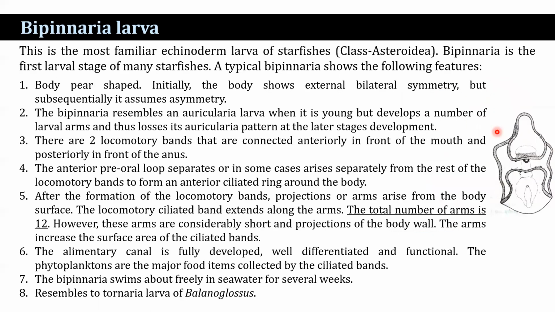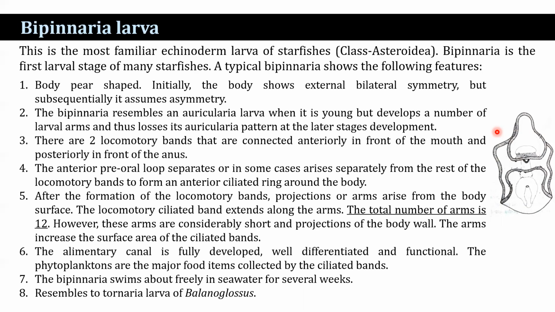Now, the second one, the bipinnaria larva. The bipinnaria is the most familiar aquarium larva of the starfishes, and you know that starfish belong to Asteroidea. What are the features of the class Asteroidea? They are commonly known as sea stars, with arms not sharply set off from the central disc. Ambulacral grooves are open and a large coelomic cavity is present in the relatively wide arms. These are the basic features.